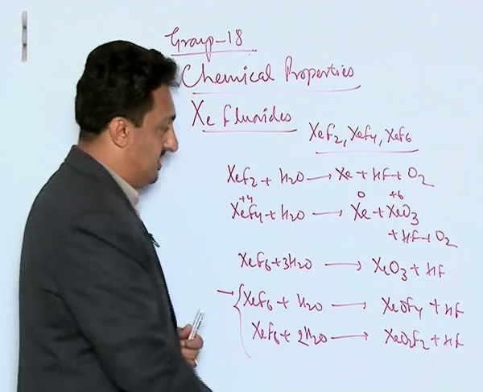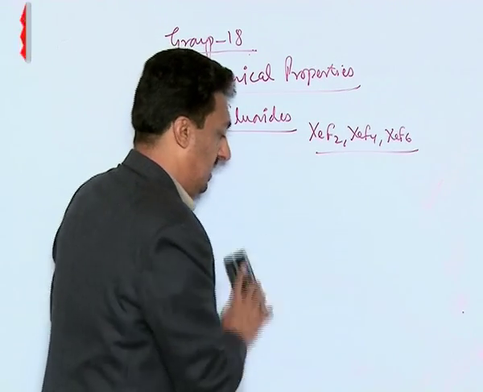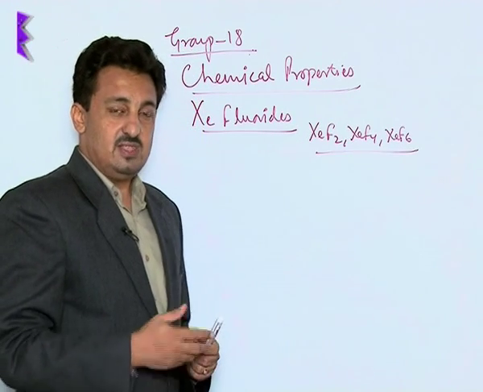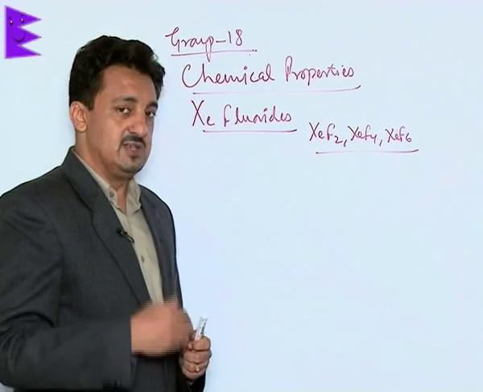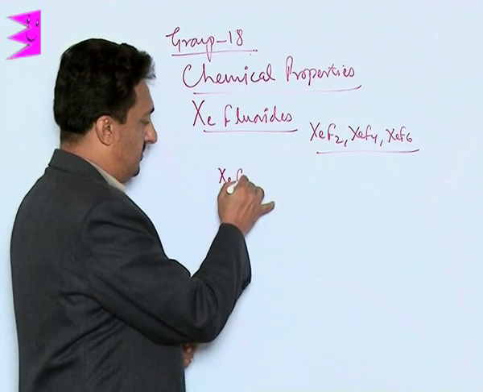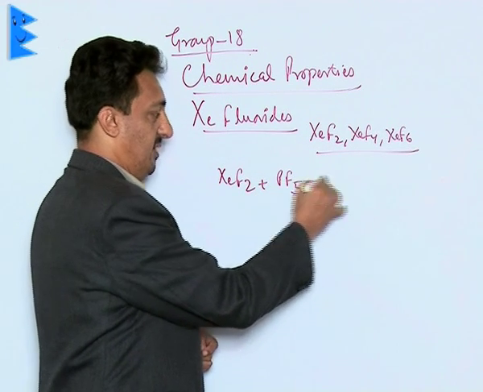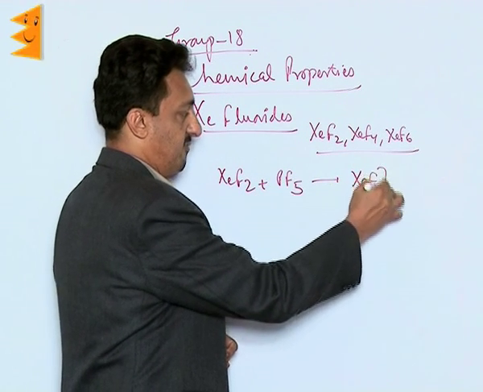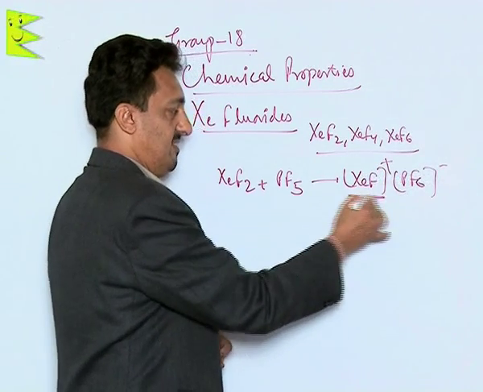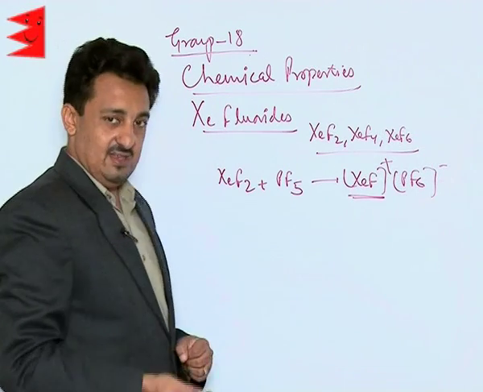Another important thing about these xenon fluorides is that they combine with fluoride acceptors to form cations, and with fluoride donors to form fluoroanions. Like if we take XeF2 with PF5, phosphorus pentafluoride, it forms XeF+ and PF6−. So it is existing as a xenon cation or fluorocation.